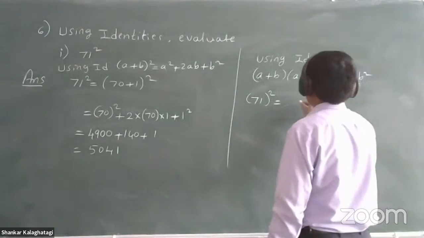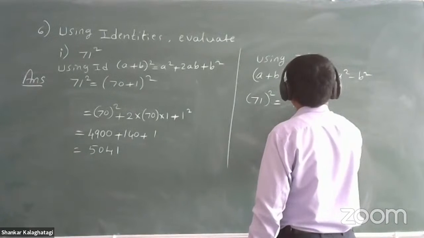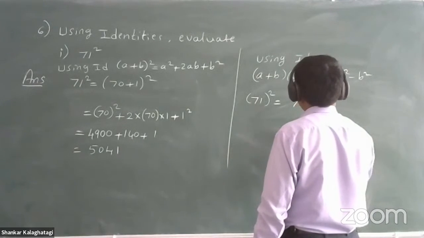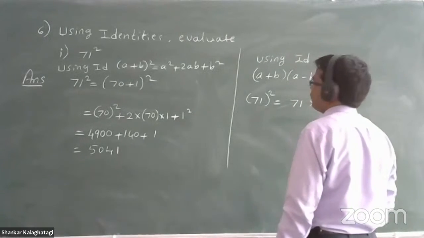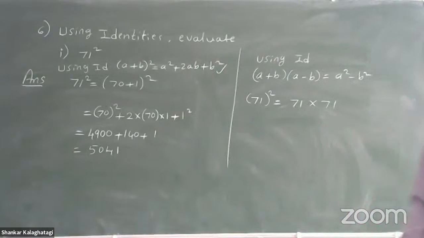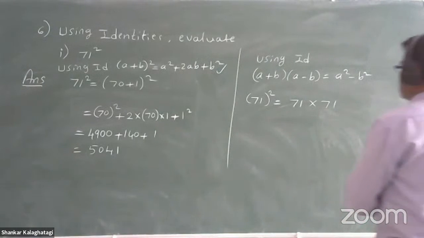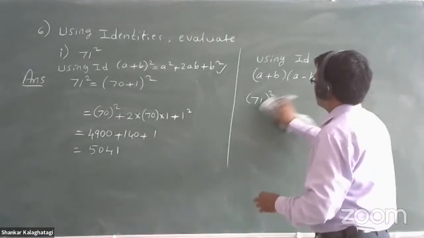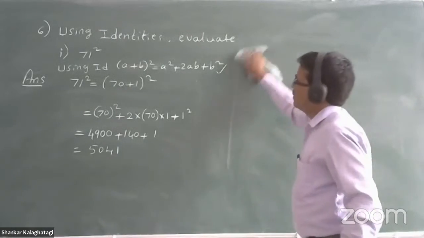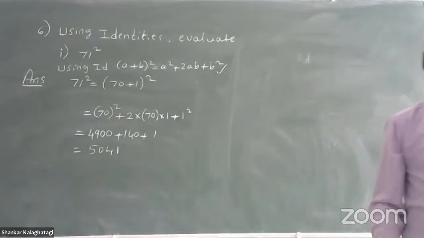Both cannot be used. 71 into 71, so 70 plus 1, 70 minus 1. This only we should use. If you want, you can use minus also, but that will not simplify. This only use. Second one, 99 square.